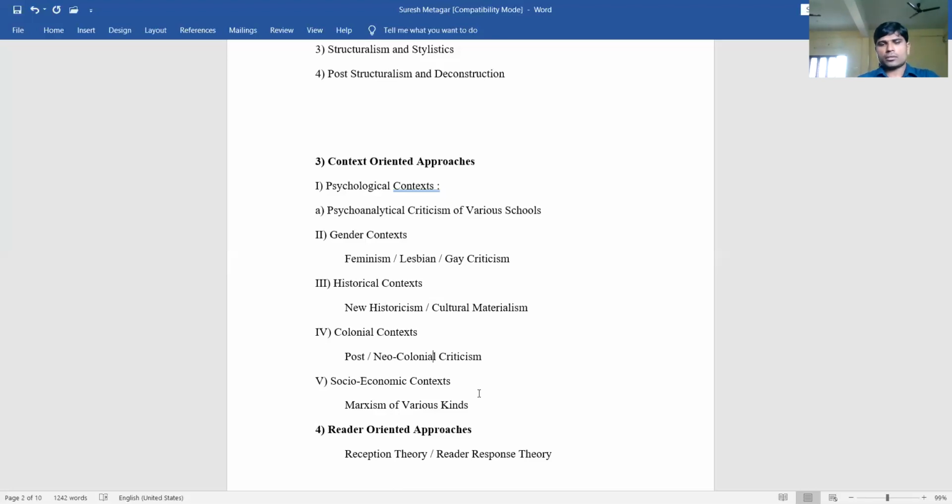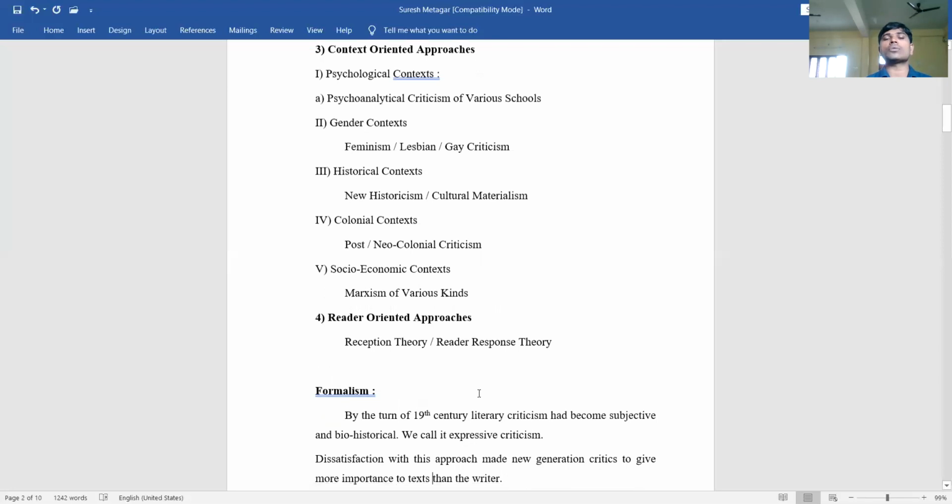Okay. Next, the fourth approach, that is the reader-oriented approach. In traditional criticism, the author was given more importance. In reader-oriented approaches, the reader is given more importance. Reader reception, how the reader receives the literature or how the reader gives the meaning, such things are analyzed. In reader-oriented approaches, reader response theory or reader reception theory, as we call it, meaning is produced by the reader, by the reader's experience, the reader's way of thinking.